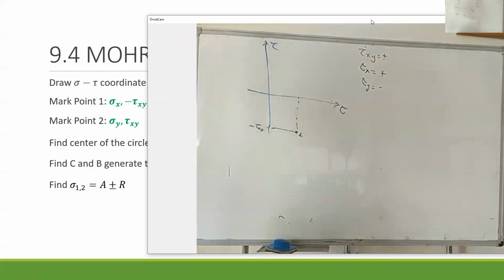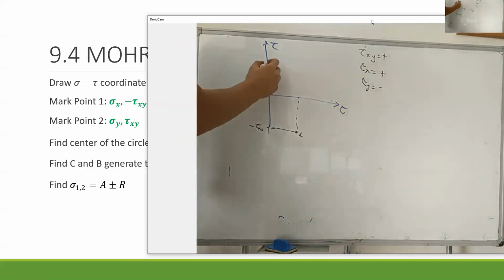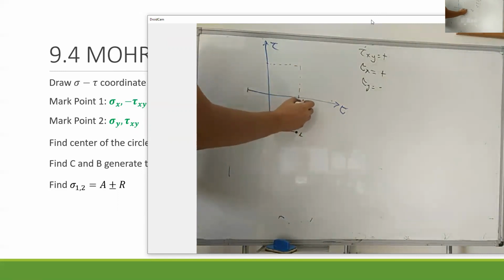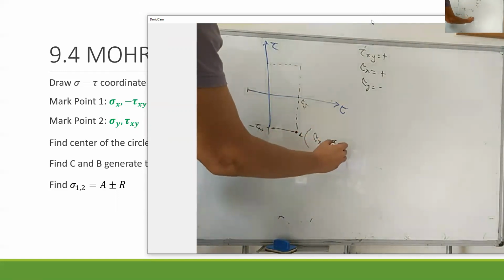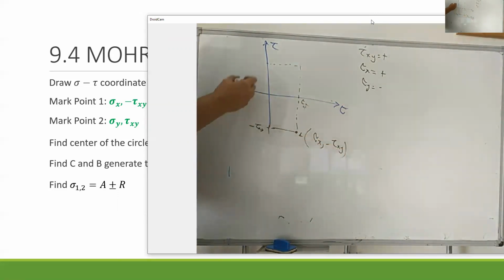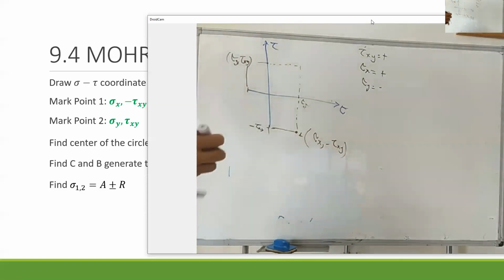Okay. Then the second point is the negative part. Sorry, as I also said, sigma y is negative. I want to write sigma x like this. On the screen, I can write sigma x, minus tau xy. And also I want to write sigma y, positive tau xy. This is my second point.